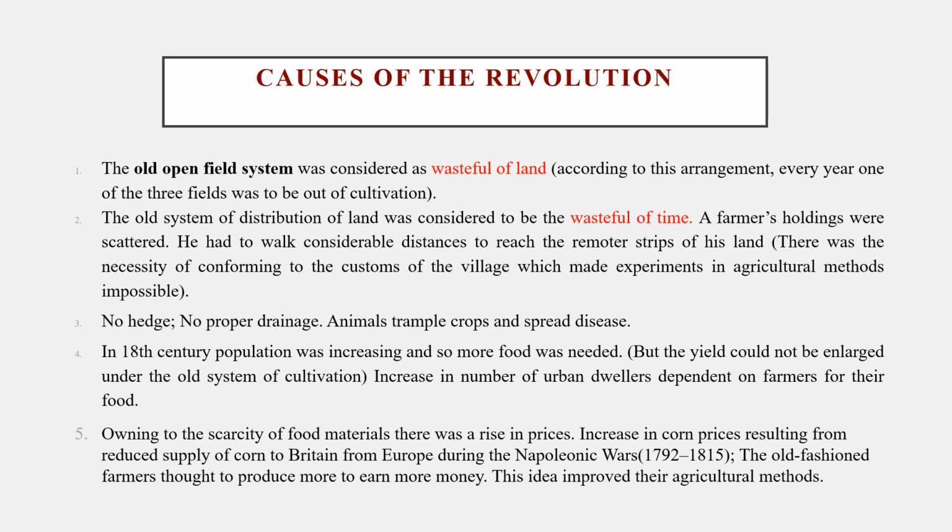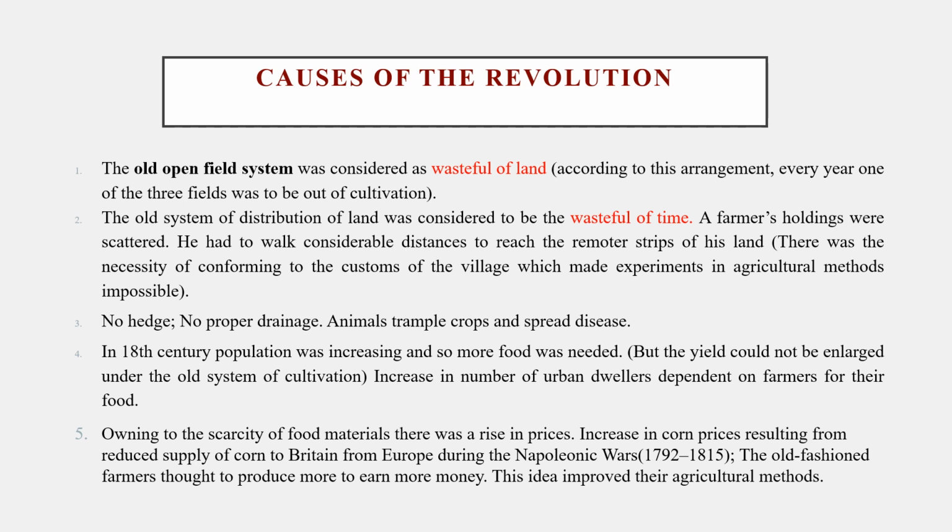Let's first see what are the causes of the agrarian revolution. Before the revolution, the open field system was followed. This old open field system was a failure because it wasted land and time. According to this arrangement, every year one of the three fields was to be out of cultivation.